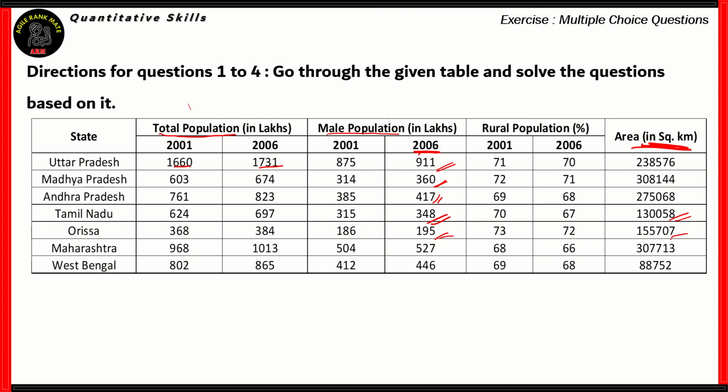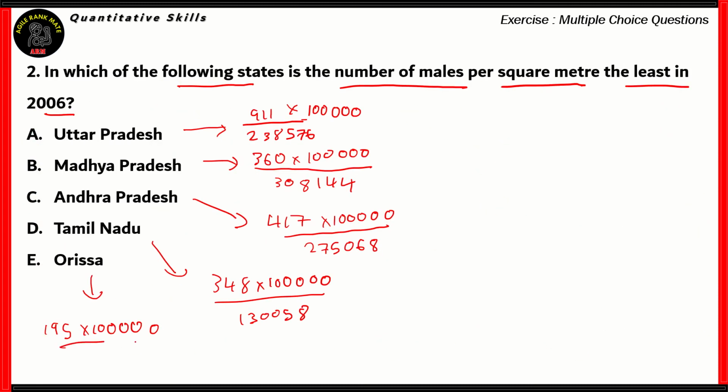And its area is 155,707 square kilometers. Now, as you can see, these are big calculations, so we are using averages here. For Uttar Pradesh, the average is close to 382 males per square kilometer. Now all you have to do is take 91100 over 238, and you'll get the answer as close to 382.